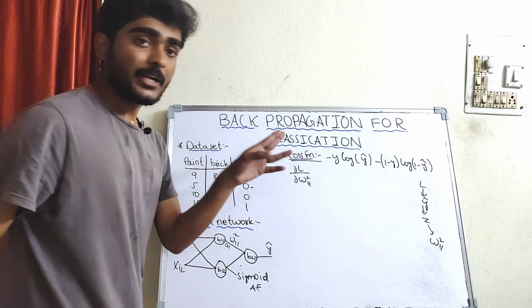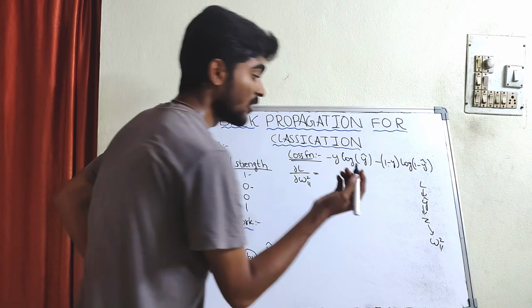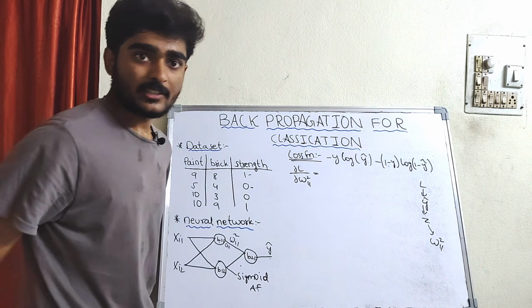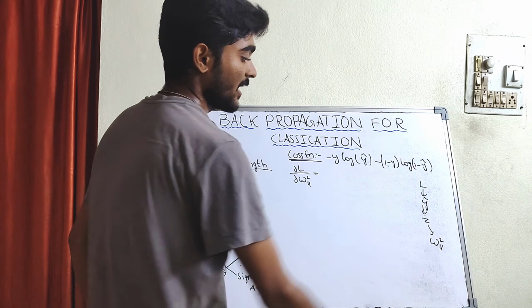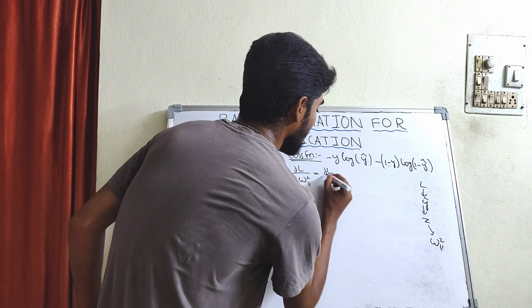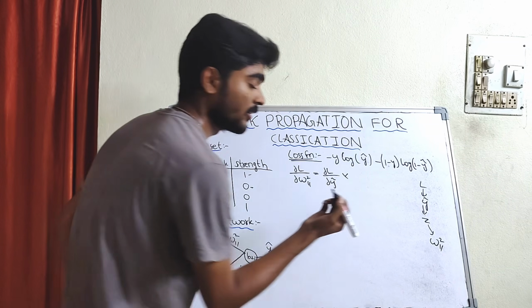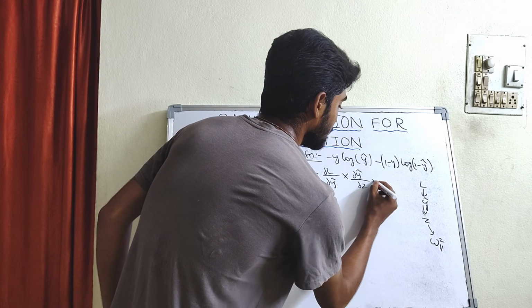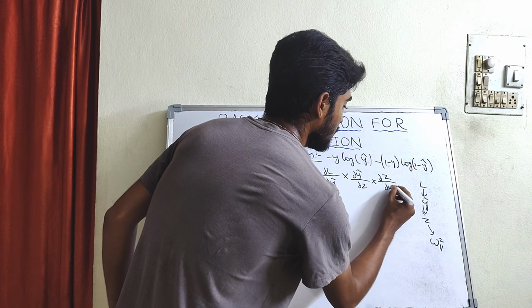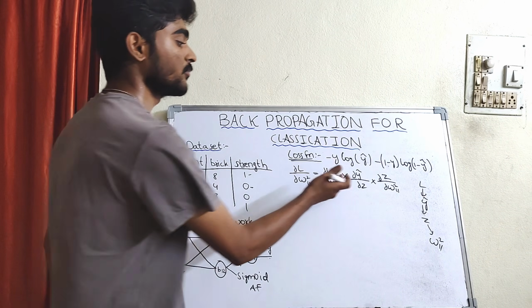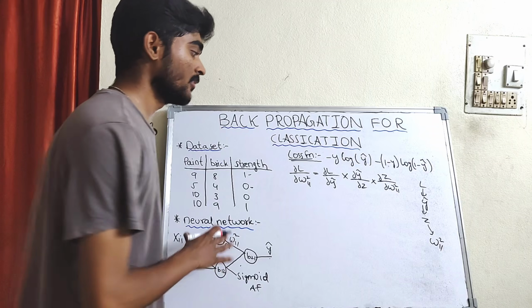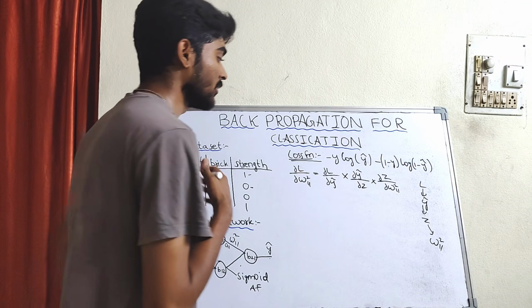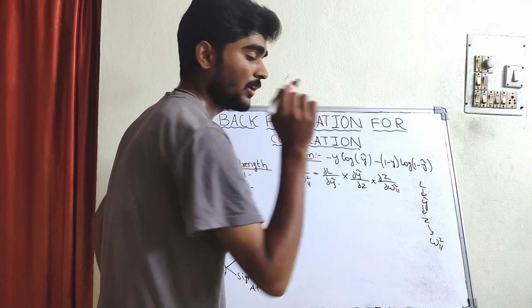Now dou L by dou W211 is equal to, I'm writing this relationship as the product of all the 3 direct relationships: dou L by dou y hat multiplied by dou y hat by dou z multiplied by dou z by dou W211. Now when you multiply all these 3 derivative values, you'll directly get this value. Now we'll be calculating these individual derivative values.